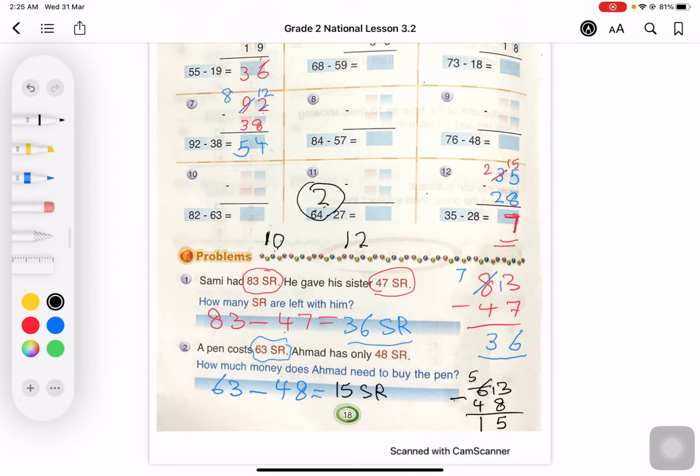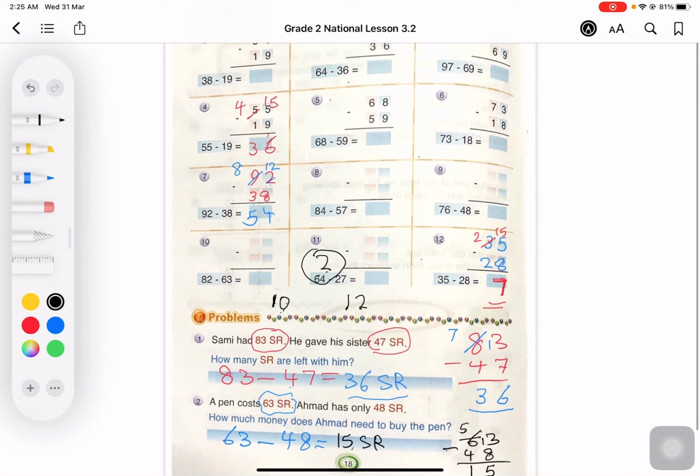ونفس الشيء هون أحمد هو معاه بس only 48 ما معه كتير معهوش غير 48. الإشي اللي بده يشتريه القلم البن 63, so his money is less. He doesn't have enough money. So to know how much money he needs, what should he do? You need to subtract 63 minus 48 and the answer is 15 riyal. Now, grade 2, our lesson is finished.